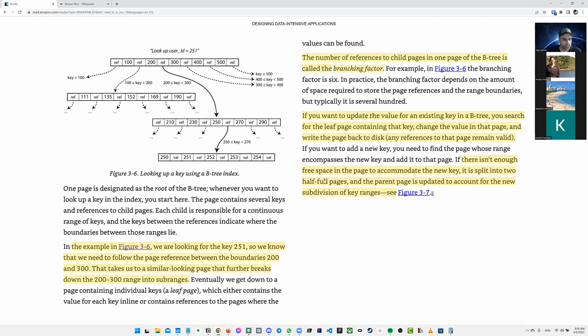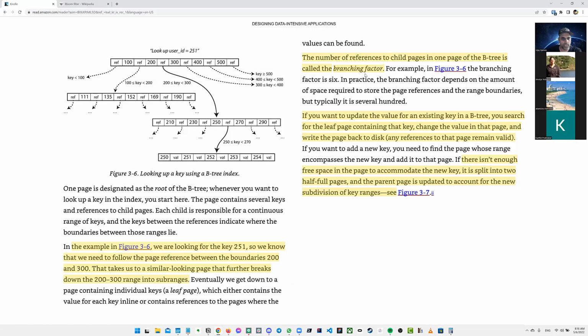I think we talked about this part, but I'll just read it here. If you're looking for key 251, you need to follow the page reference down this tree between the boundaries 200 and 300. That takes us to a similar looking page that further breaks down the 200 to 300 into subranges. Eventually you get to the leaf page, which contains the value for each key inline, or contains references to the pages where the values can be found.